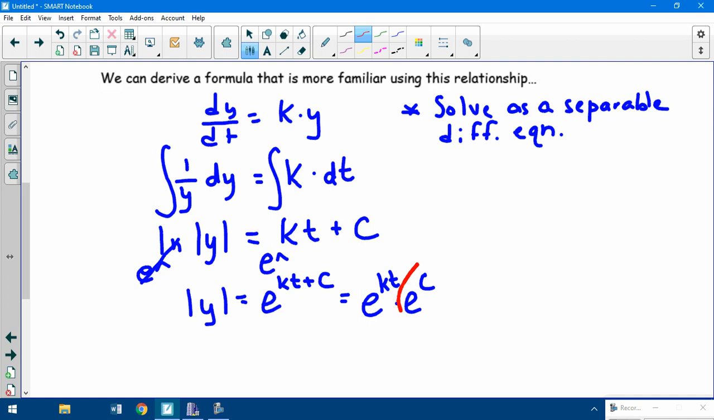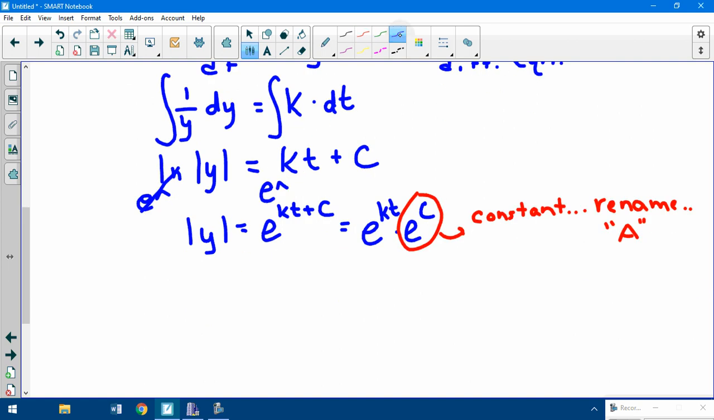Okay, now what's e to the c? Well, if c is a constant, e to the c would be a constant also. And we could leave it as e to the c, but since it's just some random constant anyway, let's rename it, oh, I don't know, a. Let's call e to the c a, just some other constant. Okay, so now what have I got? I have the absolute value of y equals a e to the kt, because this is e to the kt times a now. I can put the a out front if I want. It's starting to look familiar.